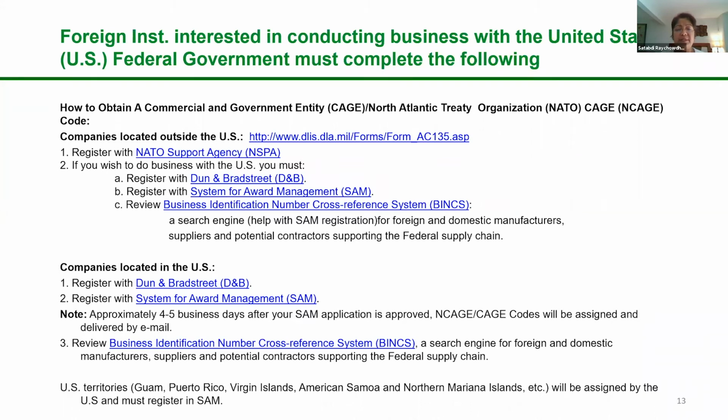And companies located in the US also need a DUNS number, and they also need to register in SAM. You also need to register with the NATO Support Agency, so you need an NCAGE number as a foreign institution. For a US institution, you need a DUNS number, a SAM registration, and also a CAGE code. For US territories, it will be assigned by the US and must be registered in SAM. So for Puerto Rico, the Virgin Islands, American Samoa, and other US territories, they also need to go through the registration in SAM.